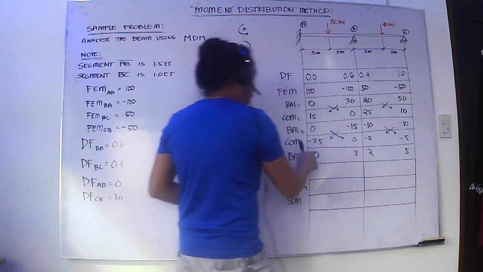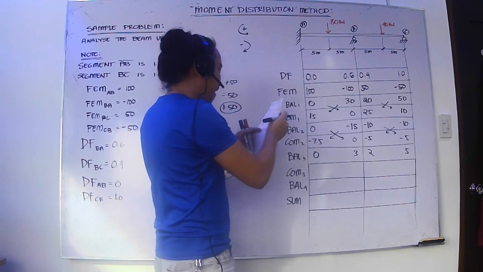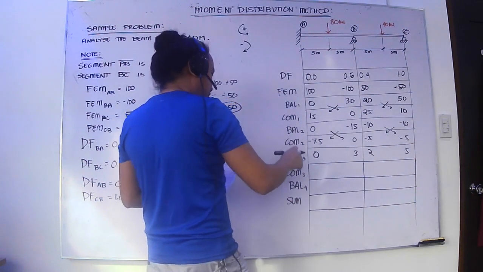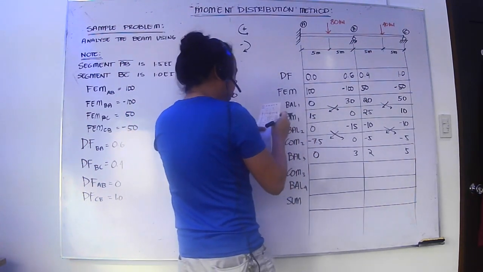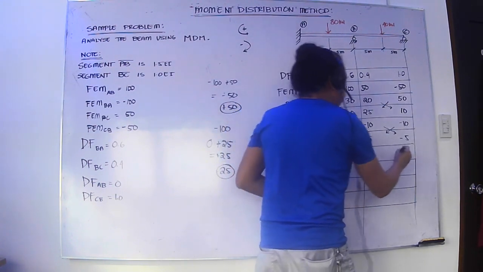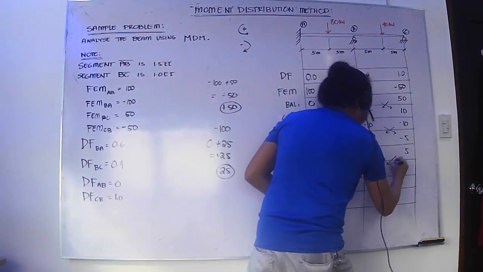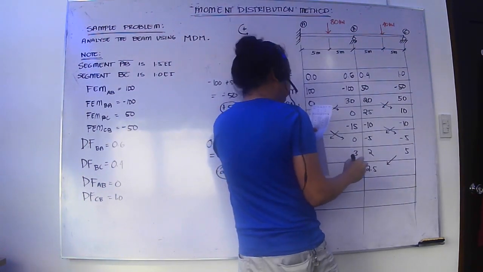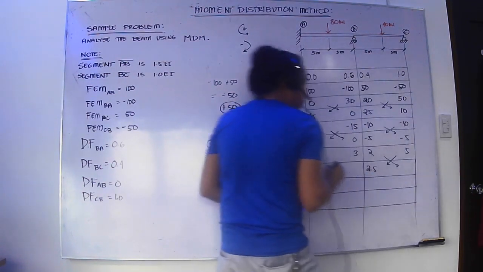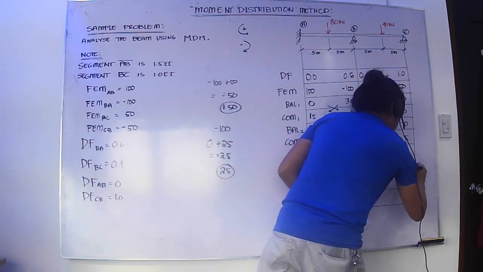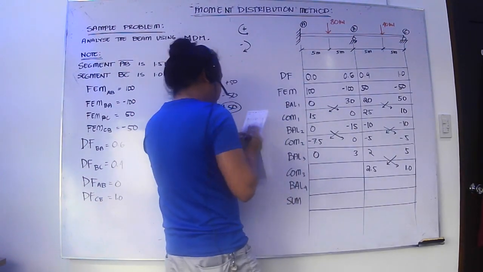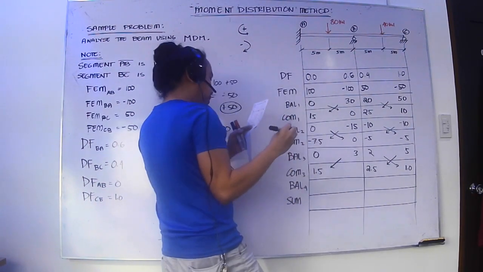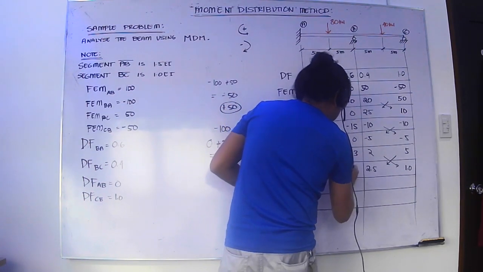So this is correct. Then we balance again, then the carry over moment, COM. Carry over: 5 divided by 2, that should be equal to 2.5. 2 divided by 2, that should be equal to 1. 3 divided by 2, that should be equal to 1.5. 0 divided by 2, that should be equal to 0.